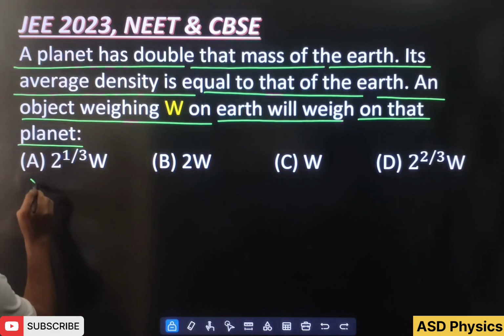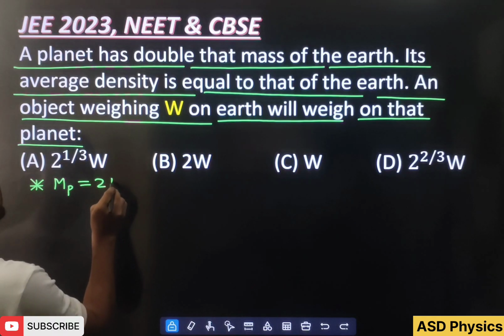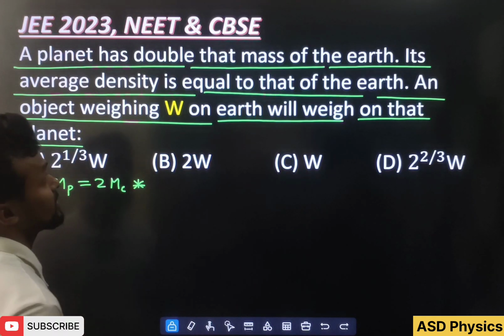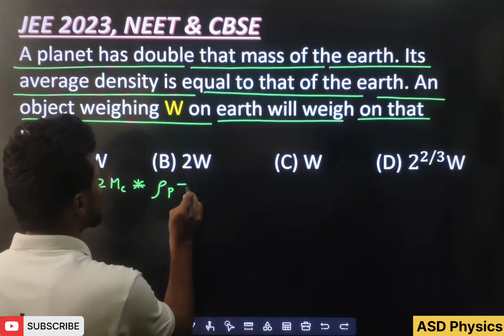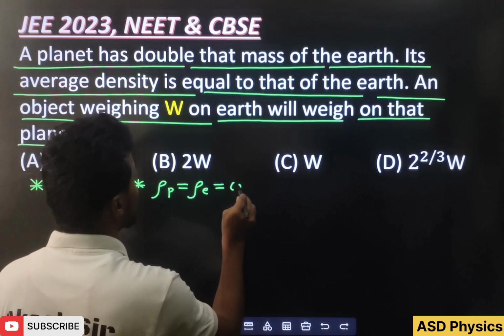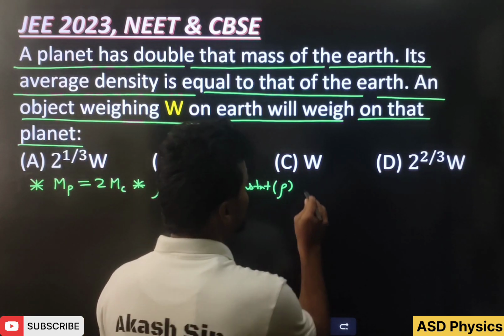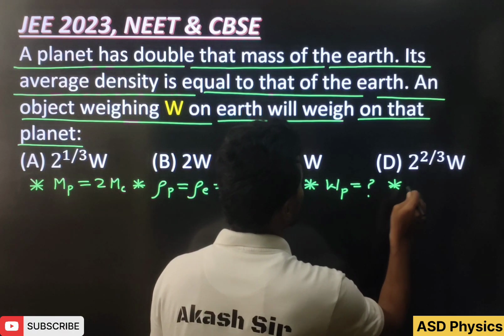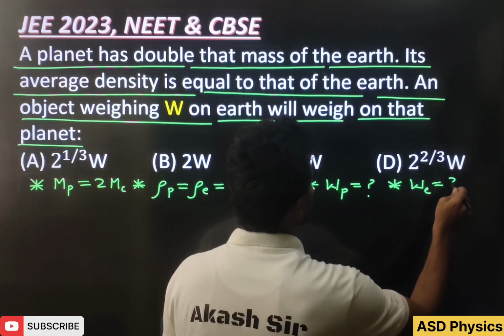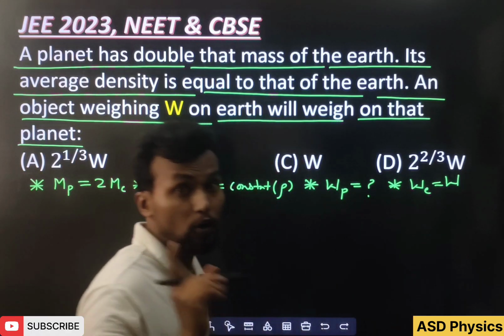So what we can write here: if we talk about the mass, the planet has double the mass, so mp is equal to twice of me. And the density is equal, so the density on the planet and the density on the Earth is constant, or we can just call it rho. And they are asking what is the weight on the planet, given that the weight on the Earth is W. Now how to approach this question?